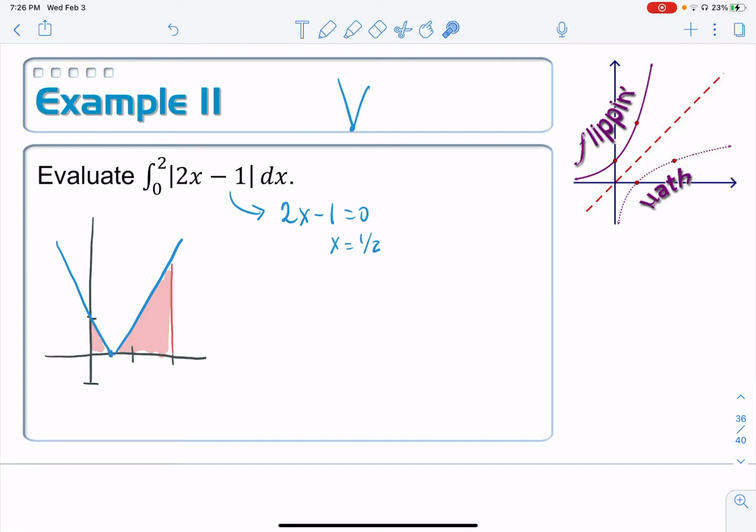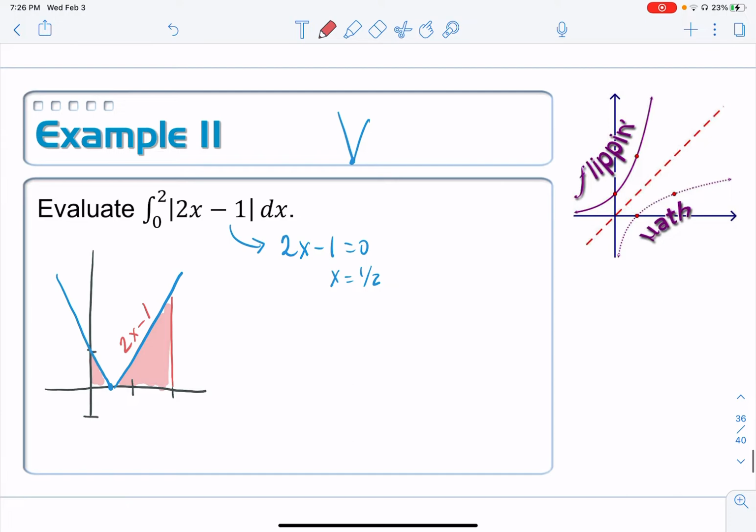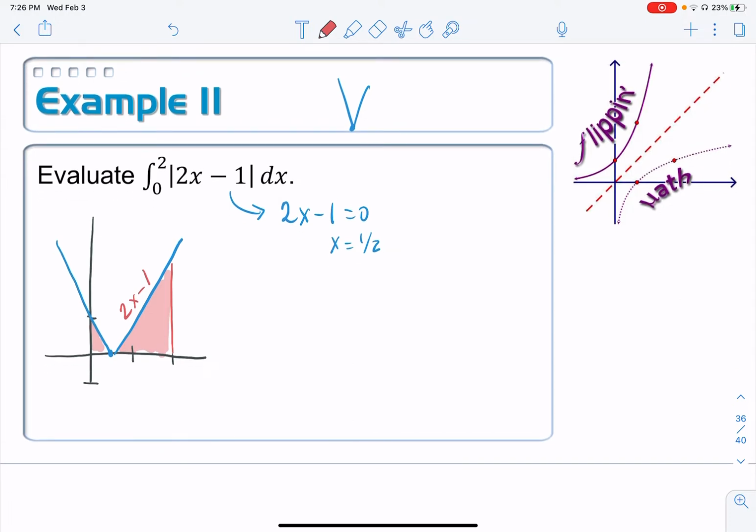and you turn it into two integrals. So the part that's over here on the right-hand side is the regular equation 2x minus 1, because it hasn't been reflected across the x-axis. But the piece that's over here on the left-hand side, it's the opposite of that. It is, move my iPad so I can write on it a little bit easier. It's negative of 2x minus 1, because it was reflected up above the x-axis.